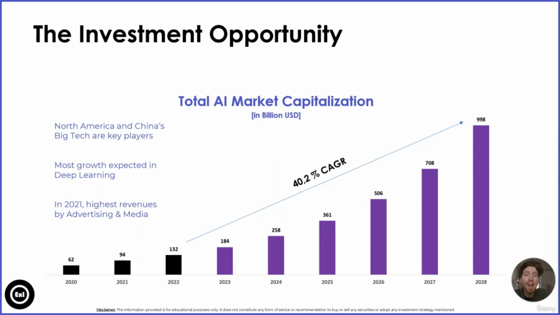In 2021, the highest revenues have been generated in advertising and media, and especially in social media, because the social media companies exactly know what their consumers or their users are interested in, and it's very valuable for their corporate customers to pay them advertisement money to specifically target their products and services to the users of Facebook, Instagram, and so on.